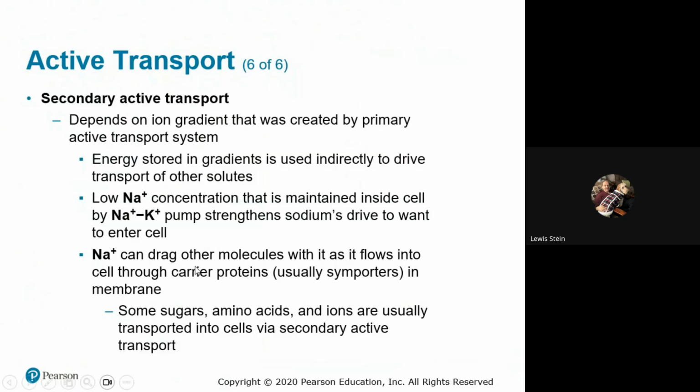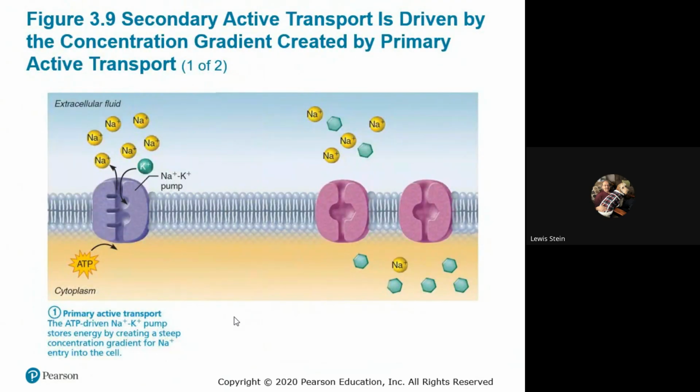So sodium can drag other molecules with it as it flows into the cell through carrier proteins, symporters, or what I like to call co-transporters, which is the term they used to use. And again, this is how glucose gets reclaimed. This is how you absorb amino acids in your gut. Okay? And so those are the secondary transports. Or we're kicking something out at the same time. That is antiport. So again, you'll get a look at those terms here.